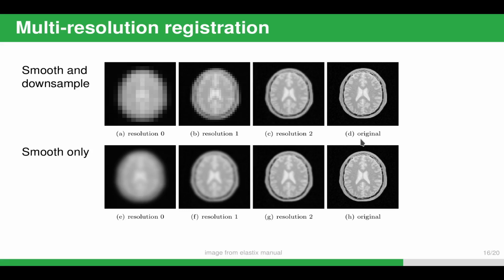Another approach is to, in addition to smoothing, downsample the image too. So again, we have the original image. Here we smooth and downsample, and then we smooth and downsample even more, and then finally smooth and downsample a lot. And so the difference between these two rows is that here in the smooth and downsample, the image in A has many fewer pixels than the image in D. And this can be beneficial because it can speed up the registration algorithm because it has fewer pixels to process. But again, we should emphasize that what is important are the physical coordinates of all of these images, and the physical coordinates of all these images are the same.